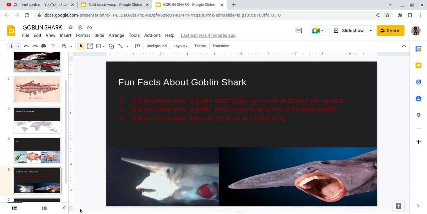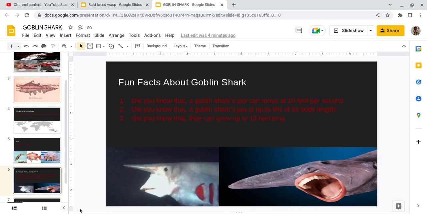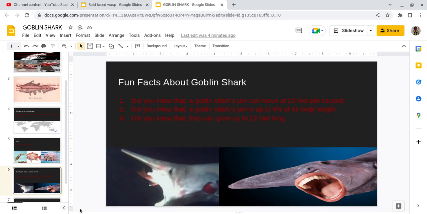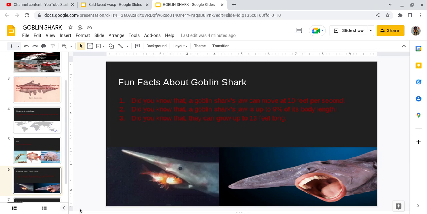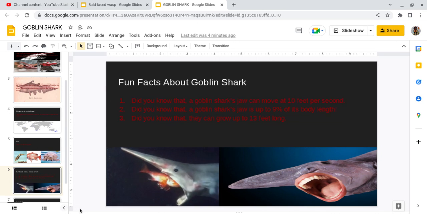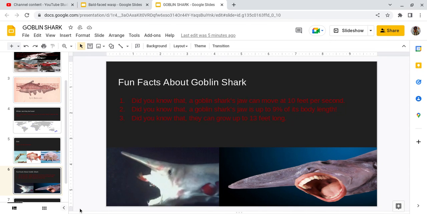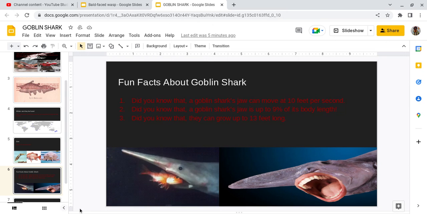Fun facts about goblin sharks. Fact number one: did you know that a goblin shark's jaw can move at 10 feet per second? That's pretty fast, babe. Fact number two: did you know that a goblin shark's jaw is up to 9% of its body length?